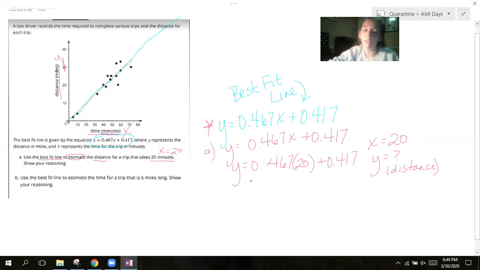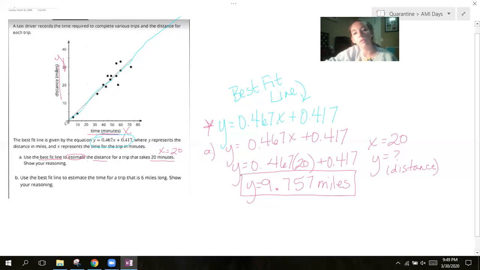We talked about that in day 5. Okay, so I'm just going to simplify that. So I have 0.467 times 20 plus 0.417. Okay, and so if you were to type that into your calculator or just whatever you have at home, 9.757. We're talking about distance, so it's in miles. Okay, so there is your answer for part A.